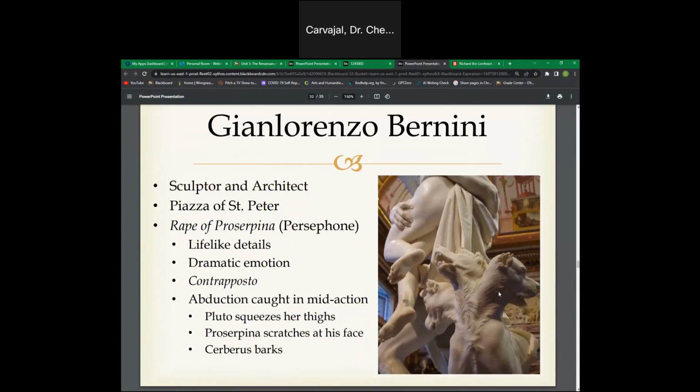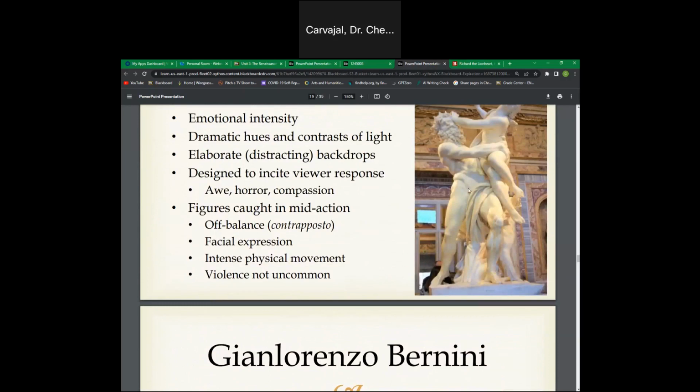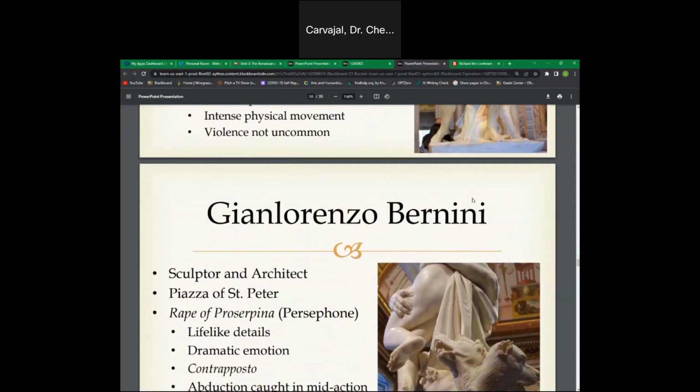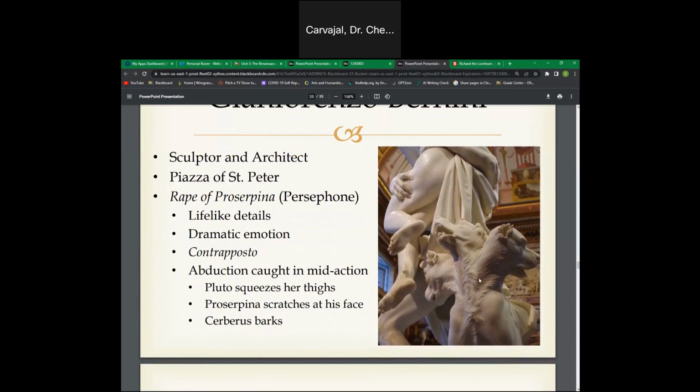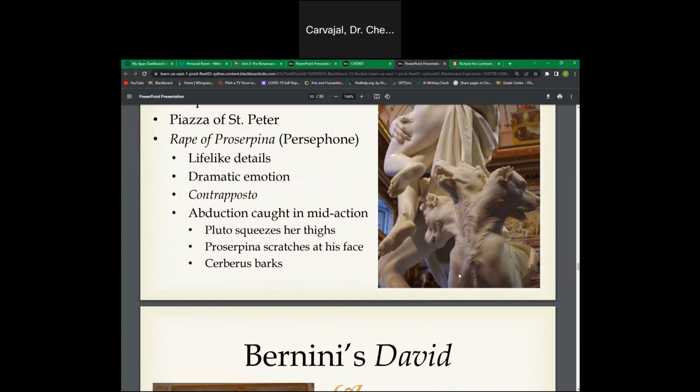She's actually messing with his face, and I think her fingernails are touching his forehead. So she's really fighting back, but it's all action. It's action and drama and emotion, and yet it's also very realistic looking. Even the hair on Cerberus's neck underneath his three heads is really realistic. It looks like fur, and yet it's carved in marble, which always fascinates me that they can do this.